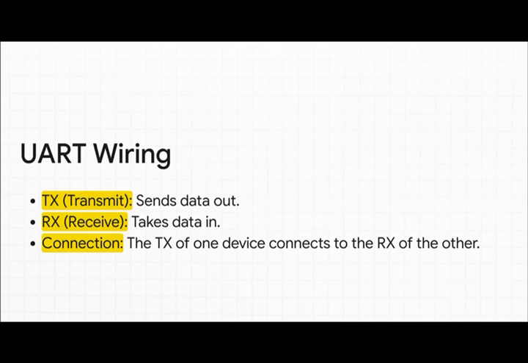The wiring here is just so beautifully simple. Each device has a transmit pin, the TX, and a receive pin, the RX. You literally just connect the TX of device 1 to the RX of device 2, and the TX of device 2 to the RX of device 1, and that's it. You've created a direct two-way street for data.